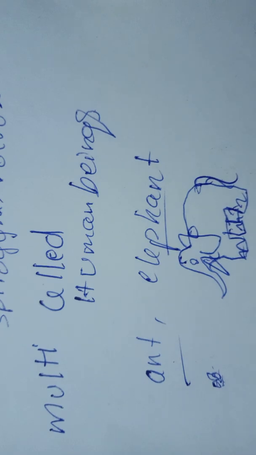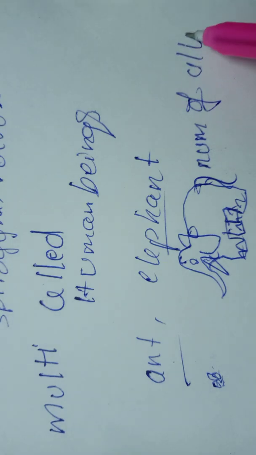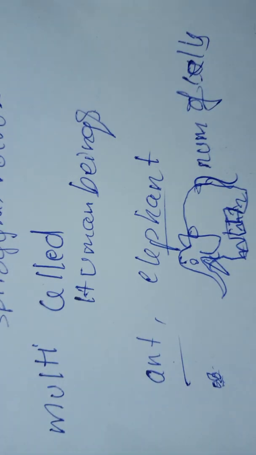Now, why does this size differ? Because their cells differ in size? No, the number of cells differs. If an organism has more number of cells, then the larger the size will be. If an organism has fewer cells, the smaller the size will be. An ant has fewer cells as compared to an elephant. Don't forget this point. Okay?